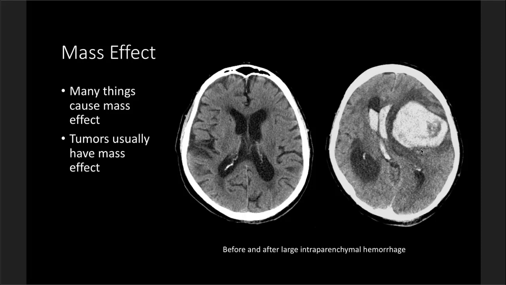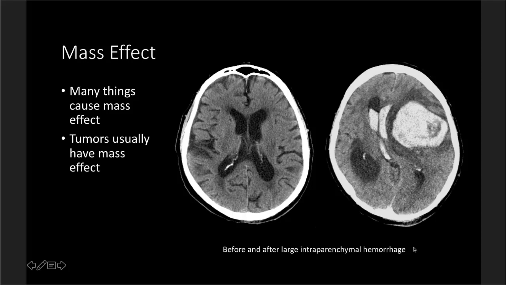What it does is it causes mass effect and it displaces structures. So here we have midline shift. The midline structures are shifting to the right. They're being displaced away from the tumor. We also have sulcal effacement. So here previously we saw CSF in the sulci, and now the CSF is gone. So that's sulcal effacement. So those are the signs that we look for with mass effect.